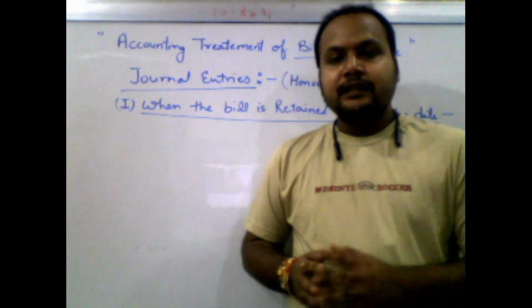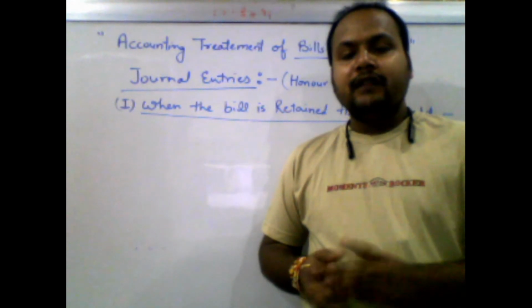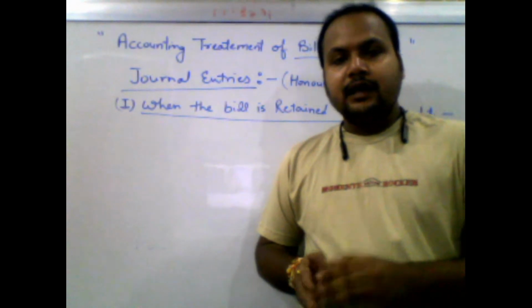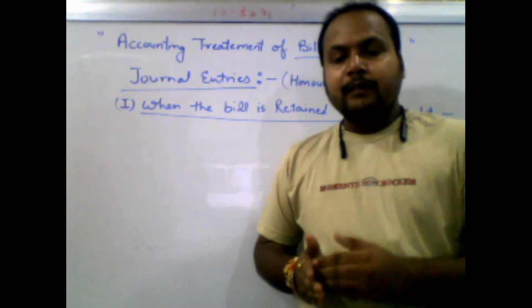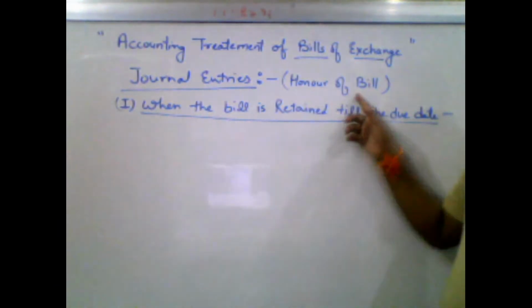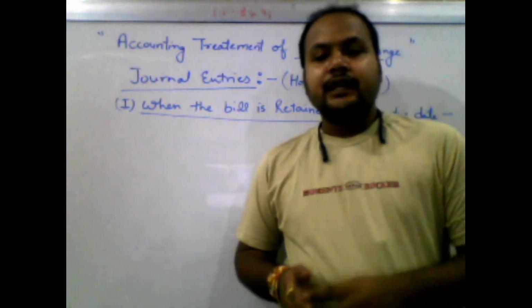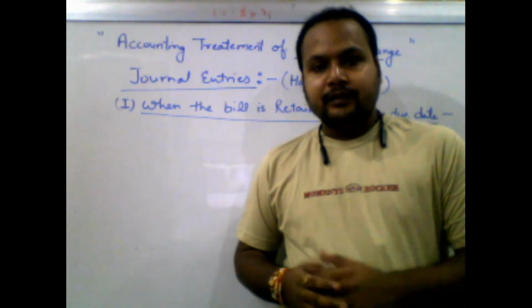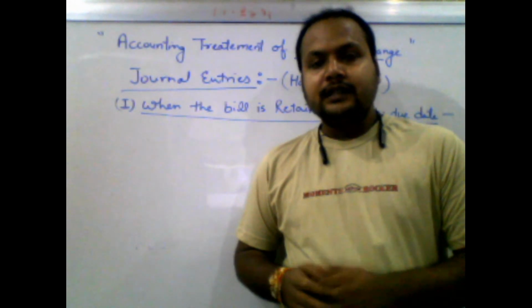As well as you can see that there are basically two options available to the drawee regarding the bills of exchange. The first option is when drawee paid the amount of the bill on due date, that is known as the honor of the bill. And number second, when drawee does not pay the amount of the bill on the due date of the bill, that is a dishonor of the bill.